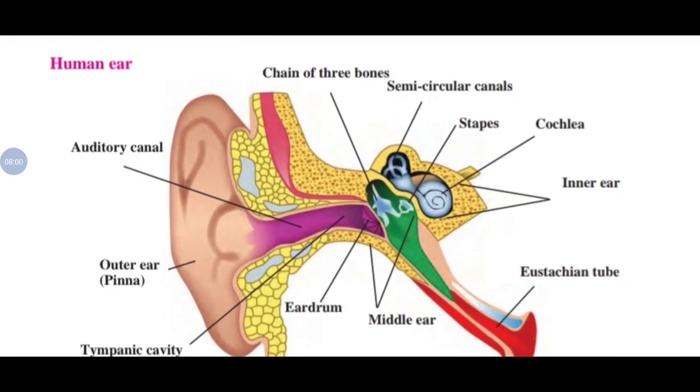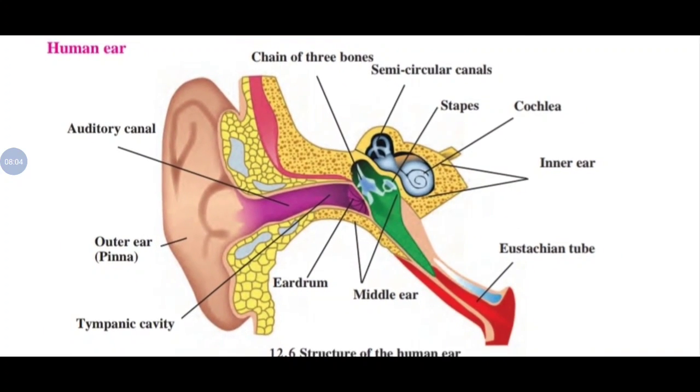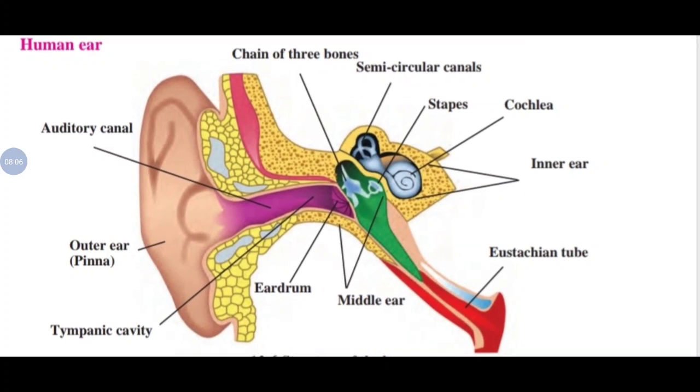Last point of this lesson is the human ear. Now see in the picture. What are the different parts of the human ear? From left to right, from the outer side of our ear, and we enter inside. What are the different parts showing?